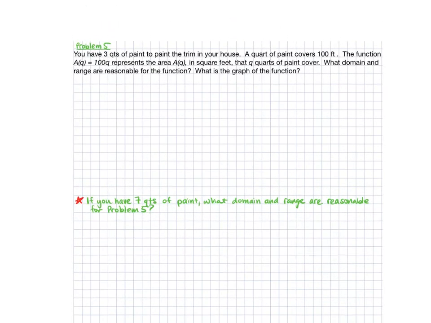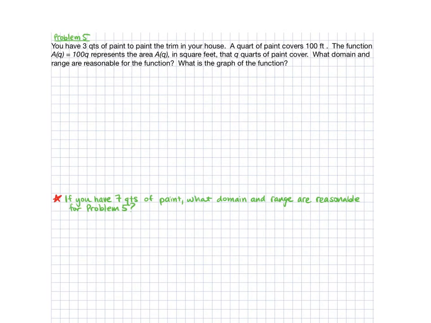Okay, so then the last problem is a word problem. You have 3 quarts of paint to paint the trim of your house. A quart of paint covers 100 feet. The function here represents the area that Q quarts of paint cover. So we're talking about quarts of paint in their relationship to the area that it paints. What domain and range are reasonable for the function, and what's the graph of the function?